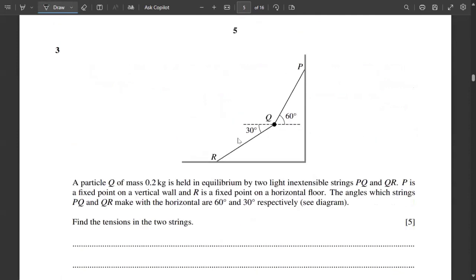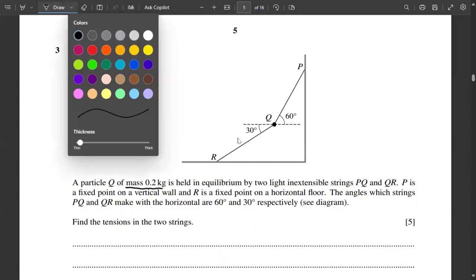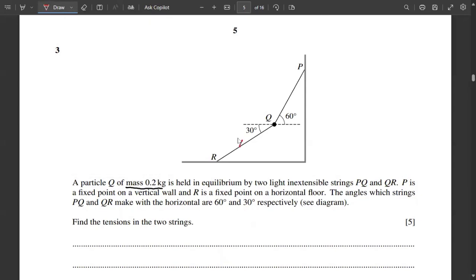A particle Q of mass 0.2 kg is held in equilibrium by two light inextensible strings, PQ and QR. P is a fixed point on the vertical wall. QR is this. The angles are this. Find the tension. Okay. So let me label this tension as TR and this tension as TP.